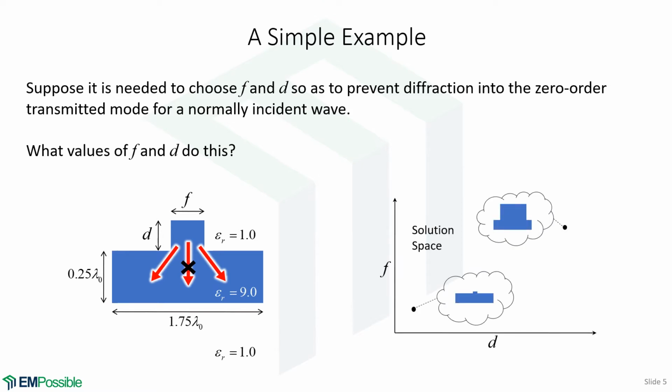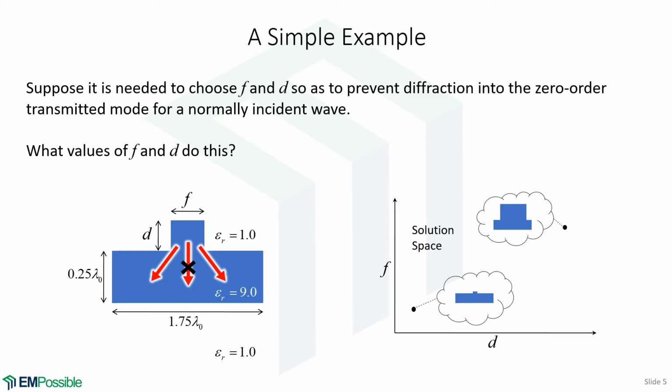So we come up with what we call the solution space. We have all values of f and all values of d. If we pick a point on this plot, that corresponds to a particular design. Right here, we have a relatively small value of f and a relatively small value of d. The small value of d leads to a very shallow tooth. It's not very thick vertically. And the small value of f means it's also very thin.